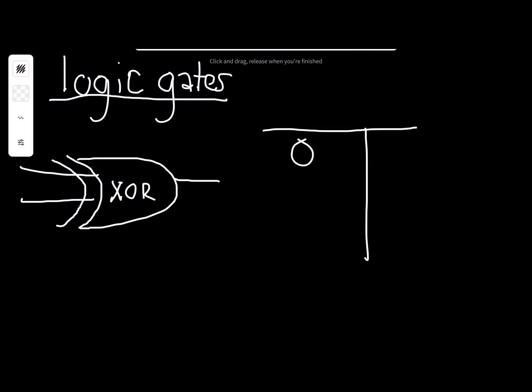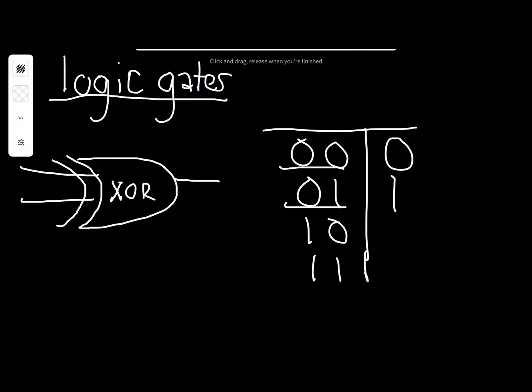So we can count up in binary. So 0 and 0. Now 0 and 0 are the same, so it's going to return me 0. 0 and 1. These are actually different, so I'm going to get a 1 over here. 1 and 0, those are different, so this is going to give me 1. 1 and 1, these are not different. These are the same input, so I'm going to get a 0. And that is the XOR gate.